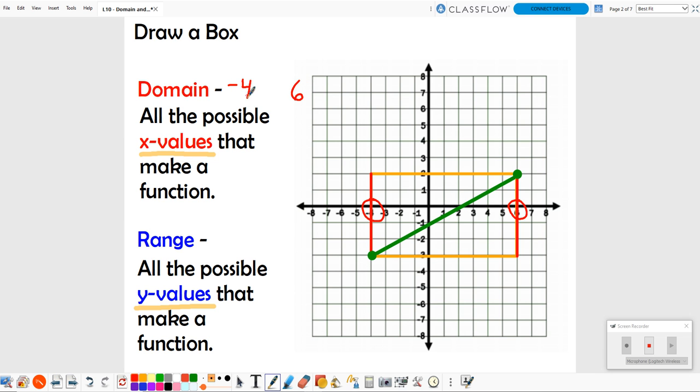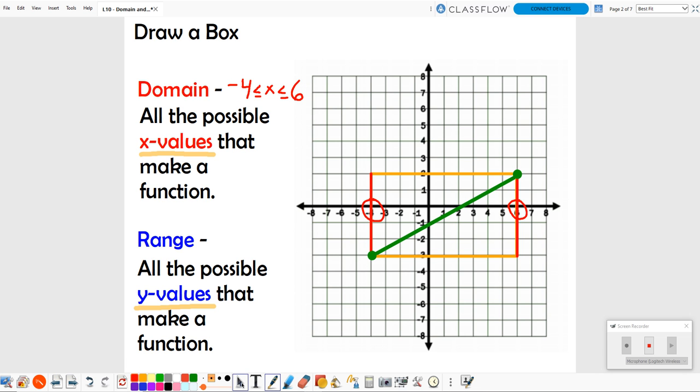And then the rest of this notation is we're going to put an x in the middle, and we're going to use these less than or equal to symbols, because what this says is our domain is all the x values that are in between -4 and +6. Okay, and that's how we write our domain.